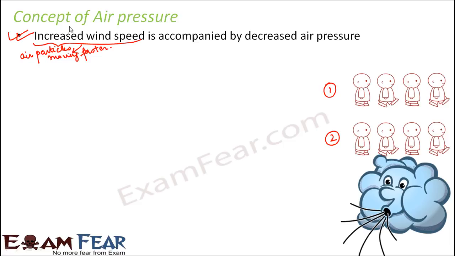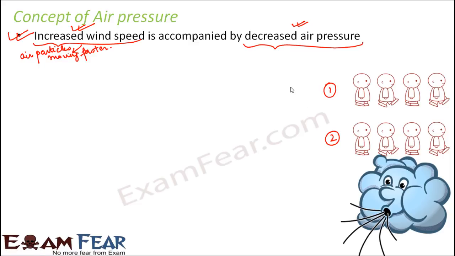So therefore increased wind speed is always accompanied by decreased air pressure. In any region, if the wind speed has increased, so sometimes during bad weather, after a heavy rain, you will see that wind speed is very high. So whenever the wind speed is high, the air pressure in that particular area decreases.